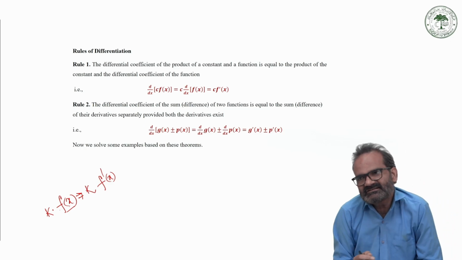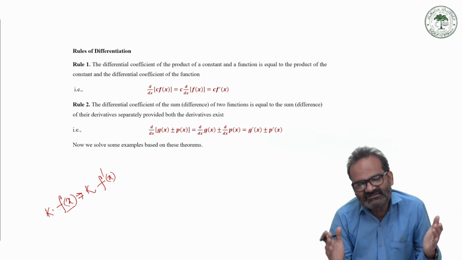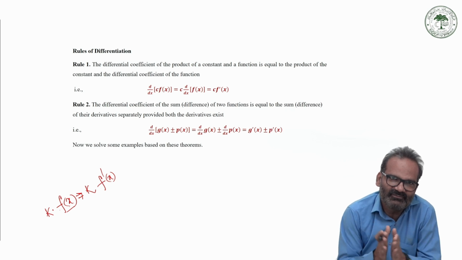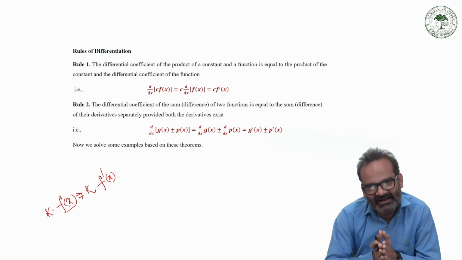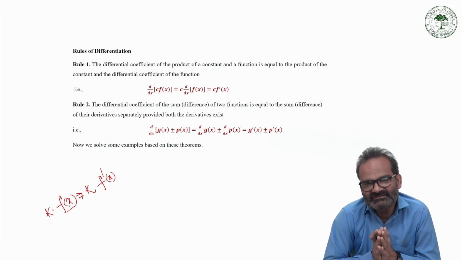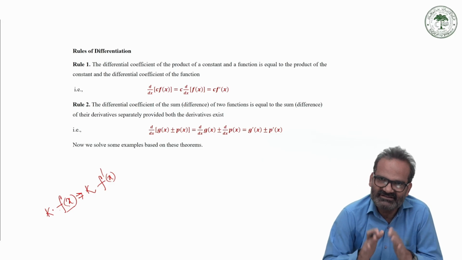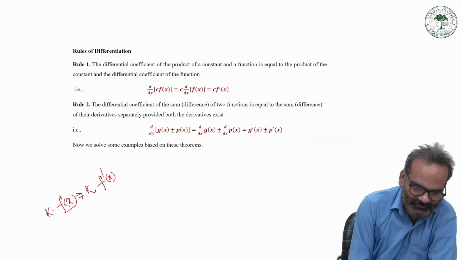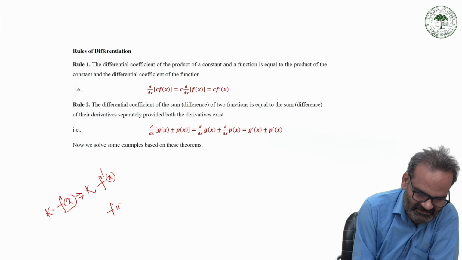Rule 2 is what? I have told you the functions behave like numbers. If we have two numbers, we can add them, we can subtract them, we can multiply them, and we can divide them. So if we have two functions, we can add them, we can subtract them, we can divide them, and we can also multiply them. If two functions are given, say f(x) plus g(x), right?